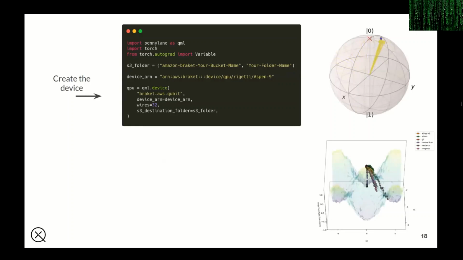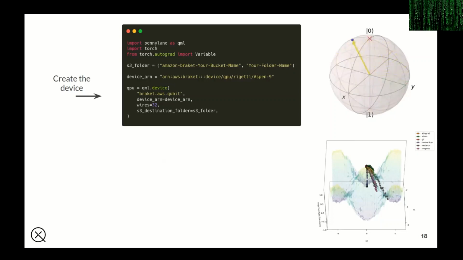Now, using PennyLane, we can very much just define this problem, and we can just solve it by running the quantum circuit on a device. So for this, first we just import PennyLane. We also import PyTorch. We will see later why we will be using PyTorch. And we will also be using a plugin, the AWS Braket plugin, to interact with PennyLane.